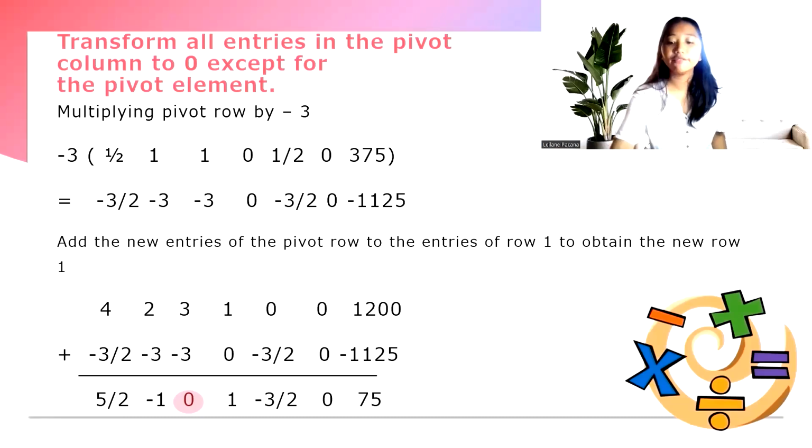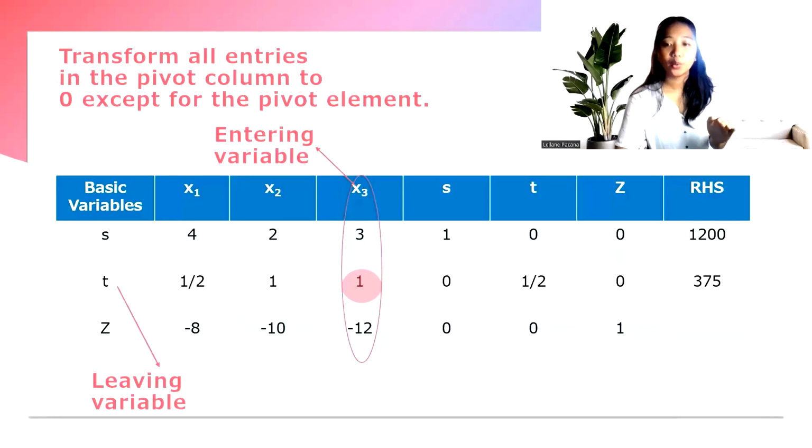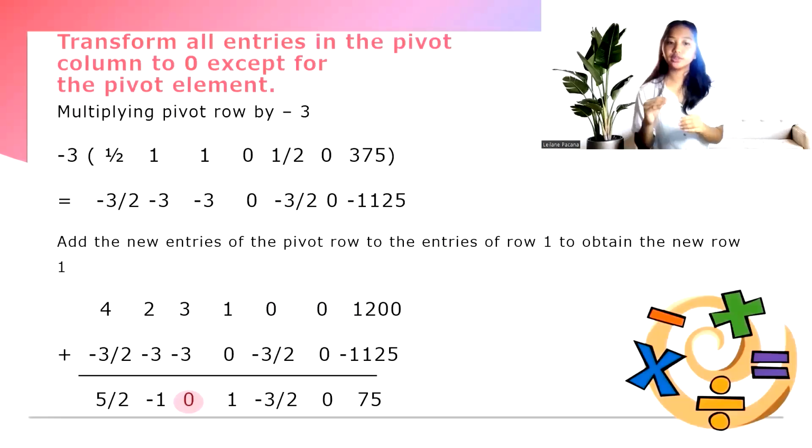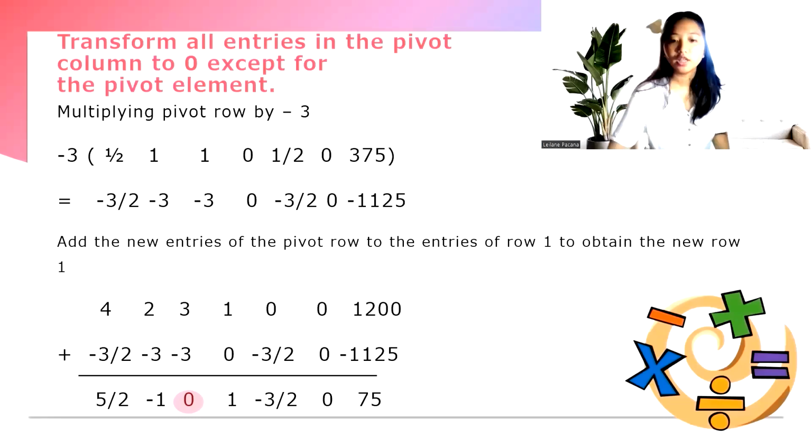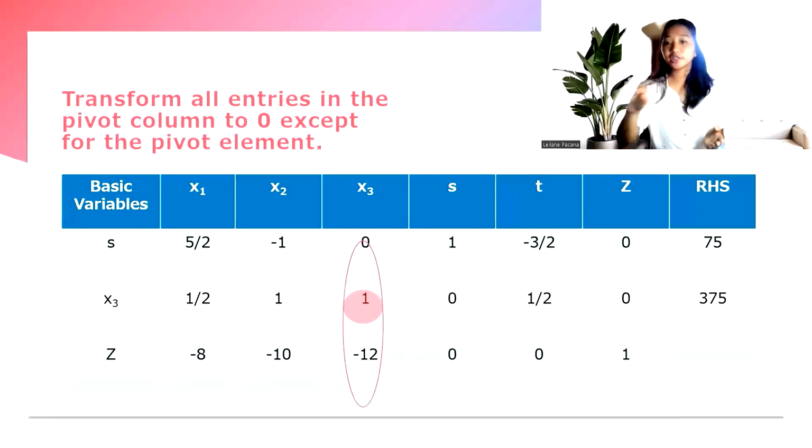So that result, we have to add it to our previous row 1. So our previous row 1 is 4, 2, 3, 1, 0, 0, 1,200. So to add that, 4 plus negative 3 over 2, we have 5 over 2. 2 plus negative 3, we have negative 1. 3 plus negative 3, we have 0 now. 1 plus 0, that's 1. 0 plus negative 3 over 2, we have negative 3 over 2. 0 plus 0, we have 0. 1,200 plus negative 1,125, we have 75, positive 75. So that will be a new row 1, as you can observe in our table.